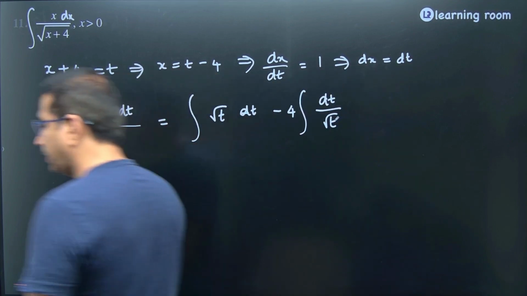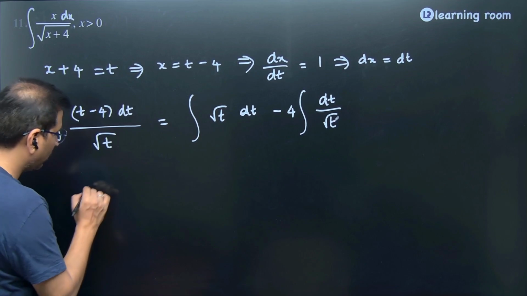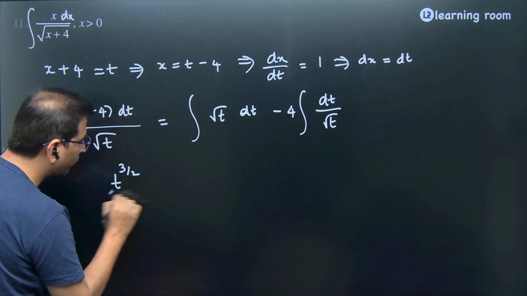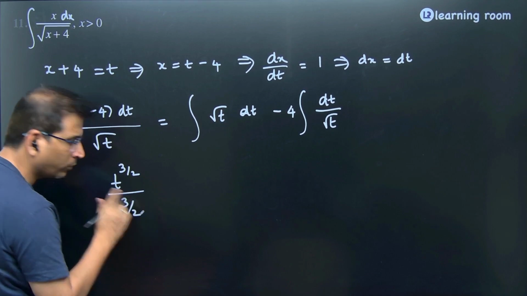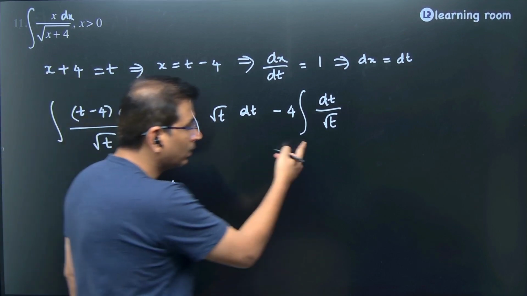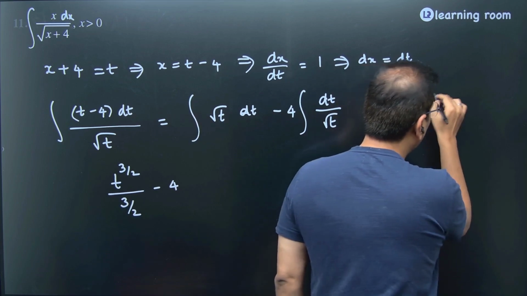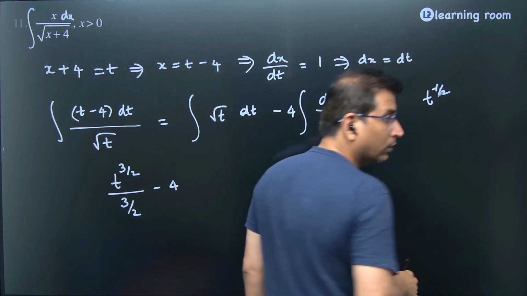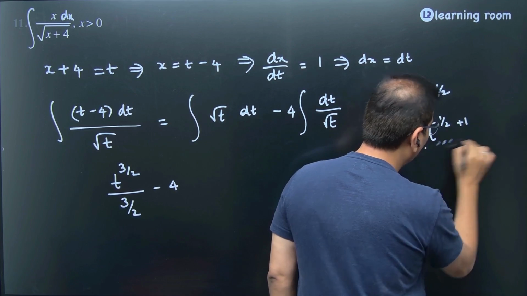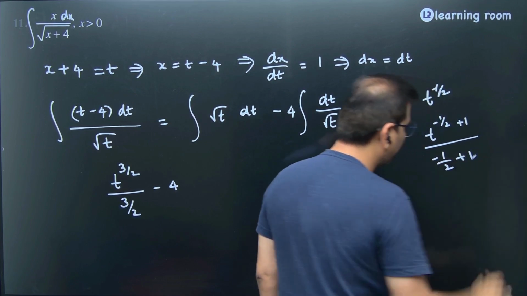Okay. So the integral of root t, where root t is t power half, will become t power 3 by 2 divided by 3 by 2, using x power n plus 1 by n plus 1, minus 4 into this root t, which can be written as t power minus half. So the integral of t power minus half will be t power minus half plus 1 divided by minus half plus 1.